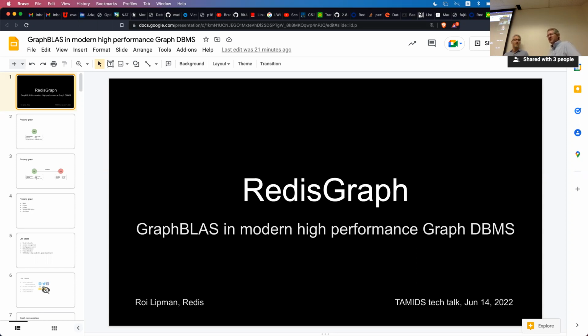Redis also has offices, one in Austin and also in Sunnyvale in the Bay Area, California.